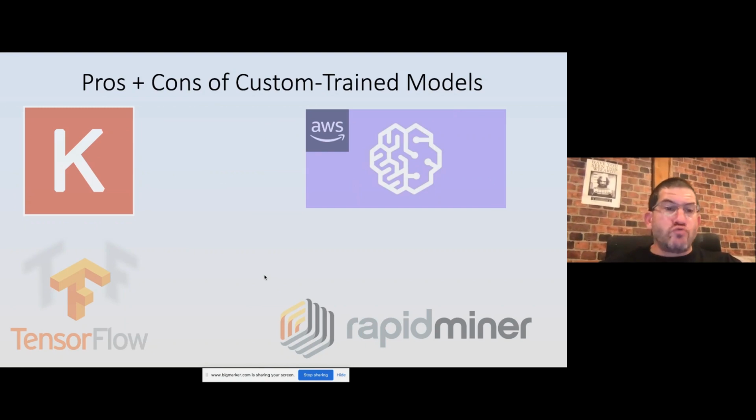The quote-unquote right way to do this from a data science point of view, for those of you in the tech world, is to build your own proper model, to train your own model on your own images. So these are some of the technologies that are available currently. Most people are using TensorFlow. This is SageMaker. This is Keras. This is RapidMiner. There's a bunch of them out there. But you need to know how to code.